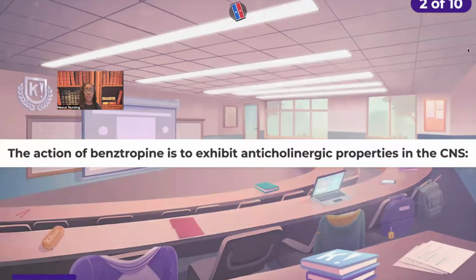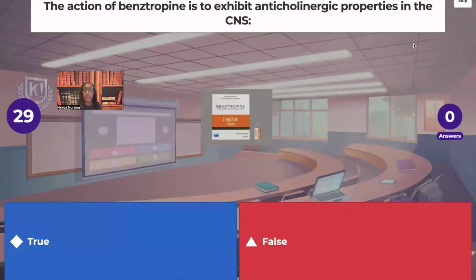All right, true or false? The action of benztropine is to exhibit anticholinergic properties in the central nervous system. Is this true or is this false?